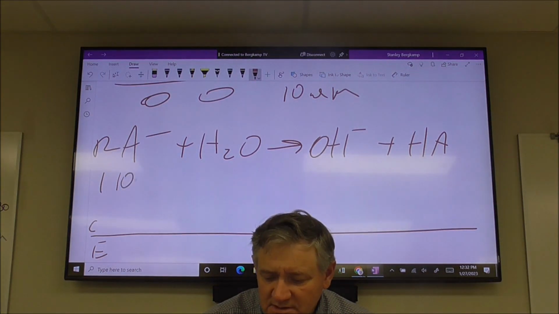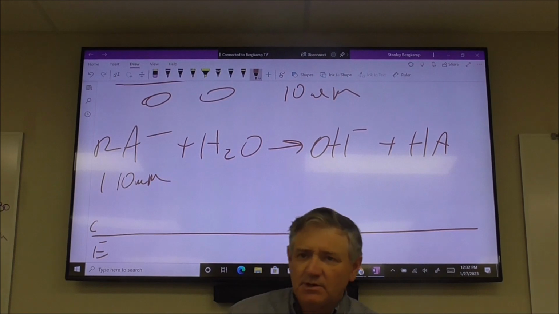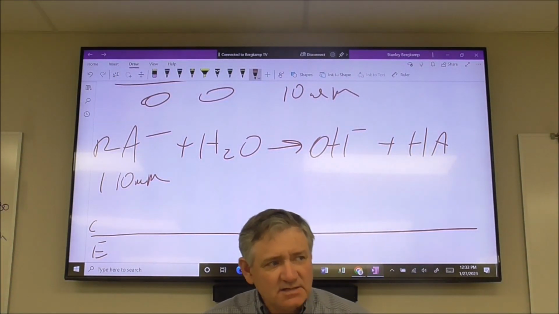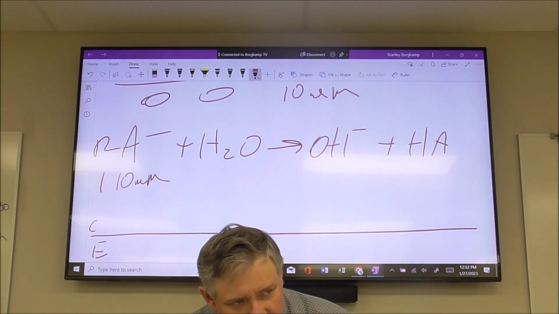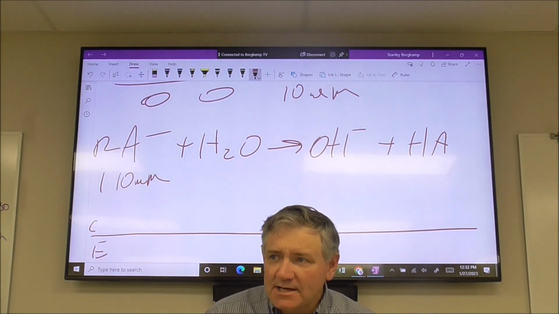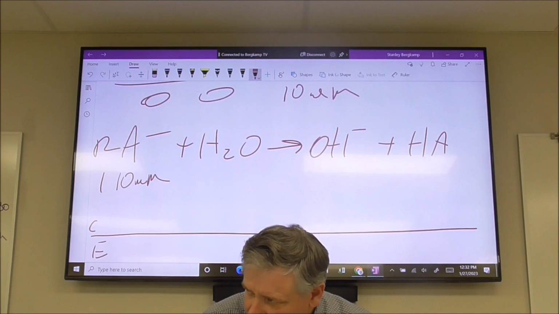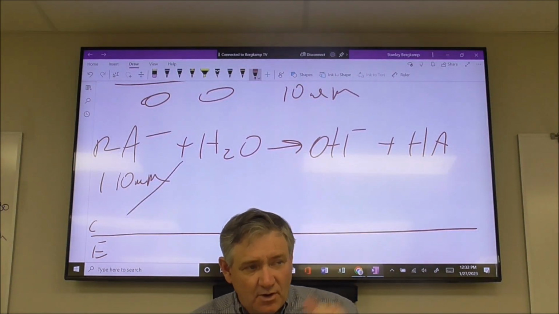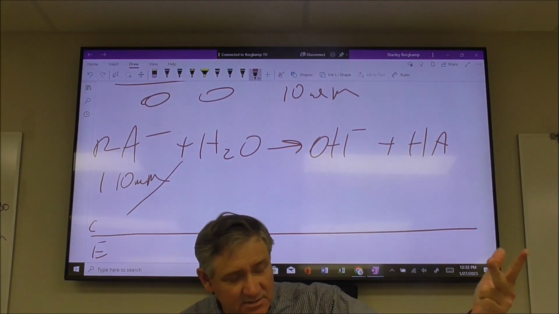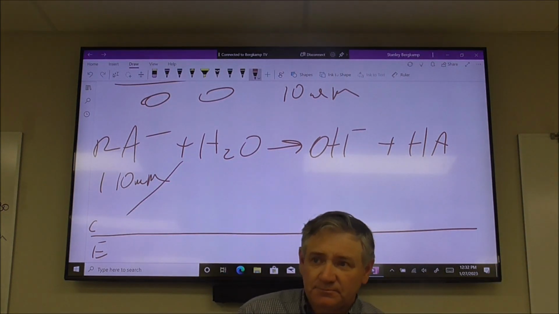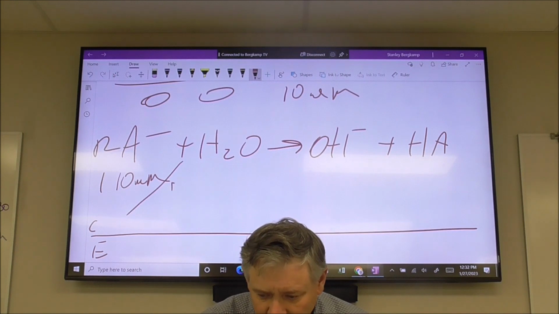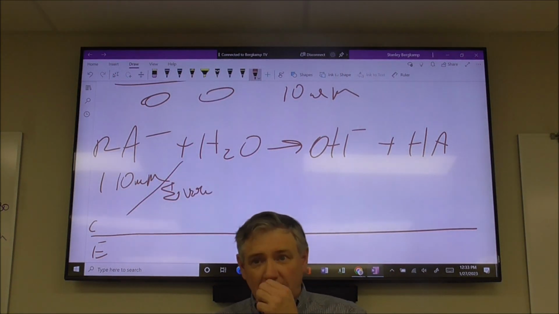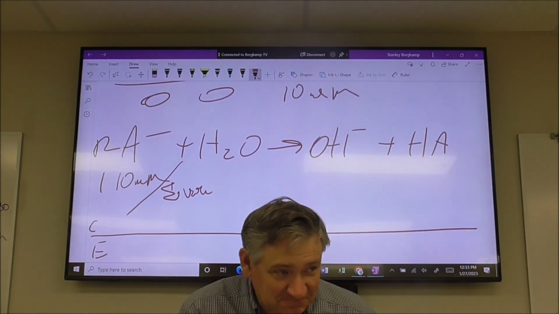Now, when you do this, are you just going to use the 10 millimoles? No, that has to be molarity. So what are you going to divide by to get the molarity? The volume of the acid, the volume of the base, or the total volume of the two? Total volume. You're going to divide by the sum volume of everything.